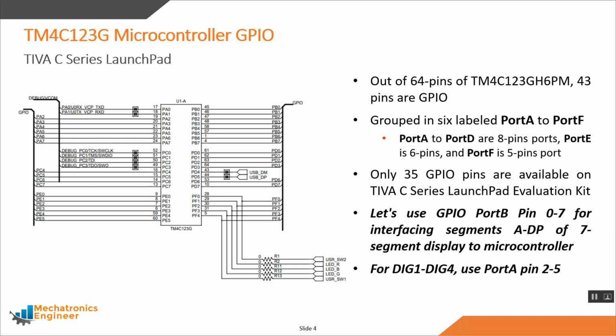The first step is to select the GPIO pins for interfacing the 7-segment display. We will see its pin out diagram later, but for interfacing the 7-segment display, we will be using the entire port B in order to interface the different segments from segment A to decimal point. For the selection of the digits of the 4-digit 7-segment display, we will be using the port A, pin 2 to pin 5. Now let's see which analog pin we can use for interfacing the temperature sensor.